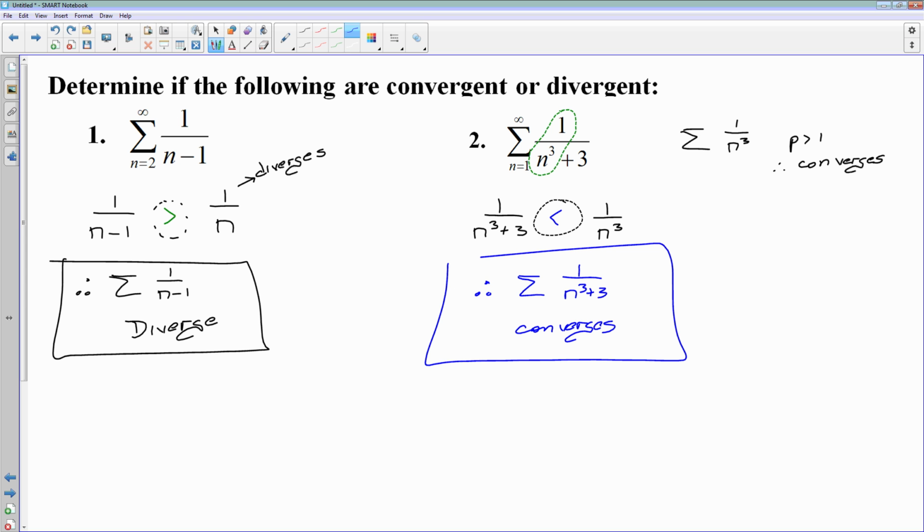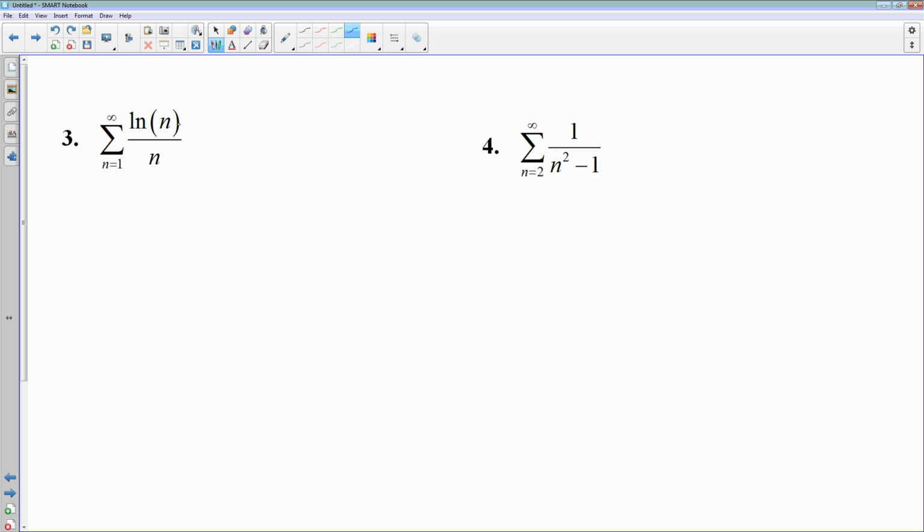Good? I think there were two others. ln n over n. This one's a little bit hairier, but I'm still going to compare this, even though the numerator is kind of tricky. I'm going to compare to 1 over n, which I know diverges. That's your harmonic series. We have proven that in class, but we can just accept that that diverges. We don't have to prove it.